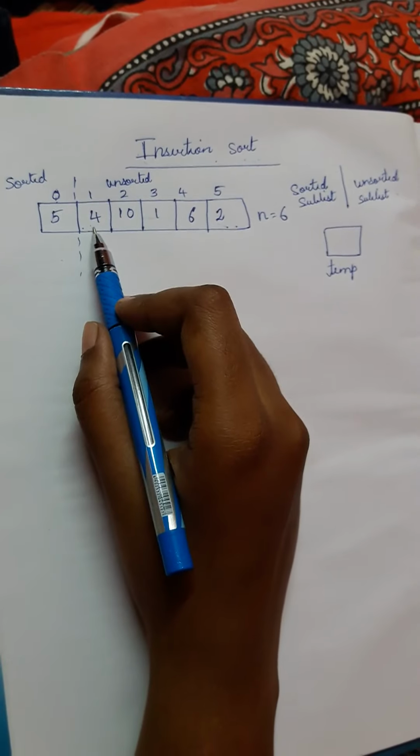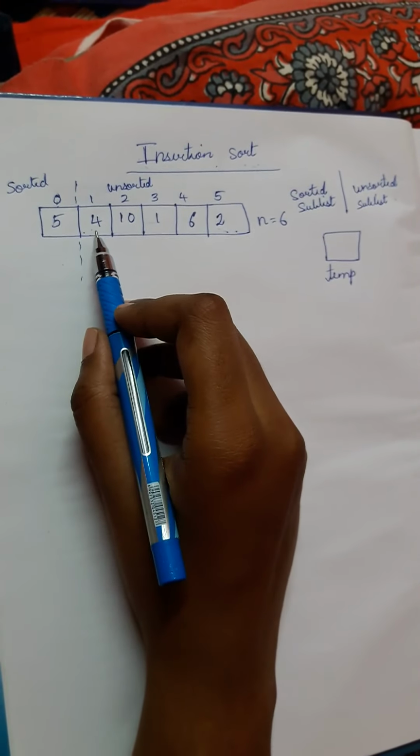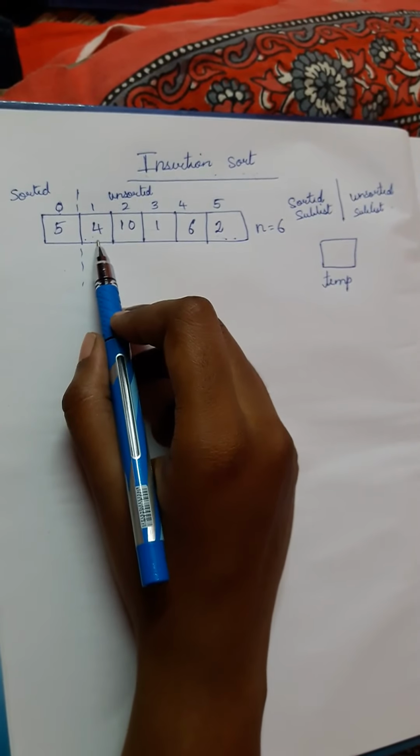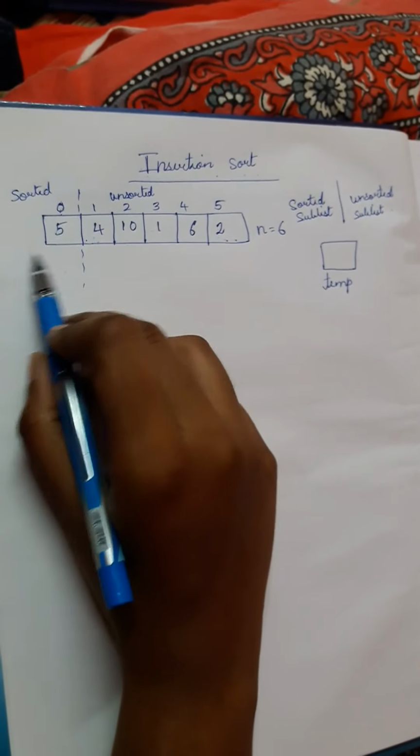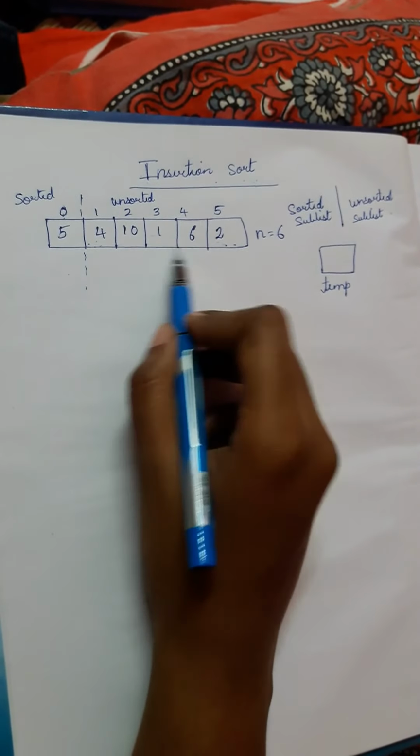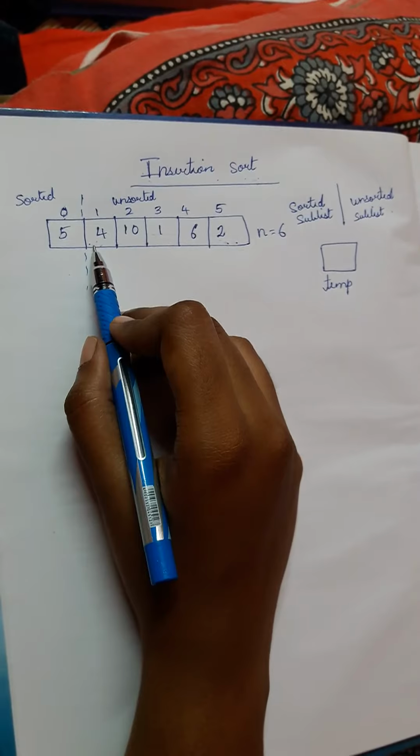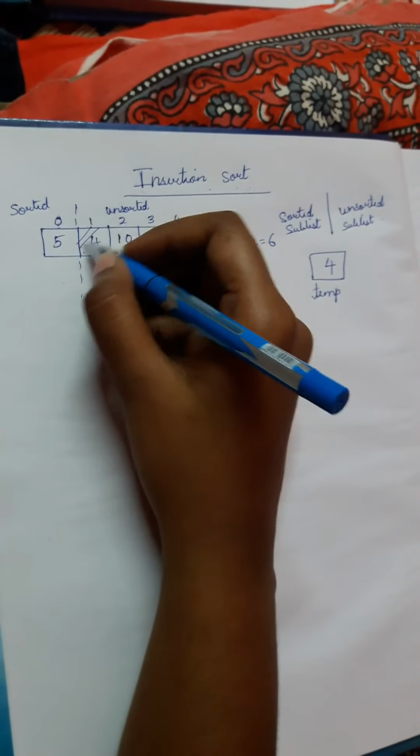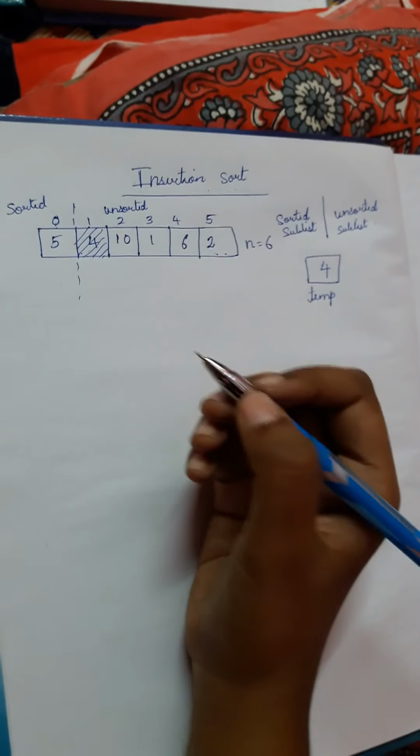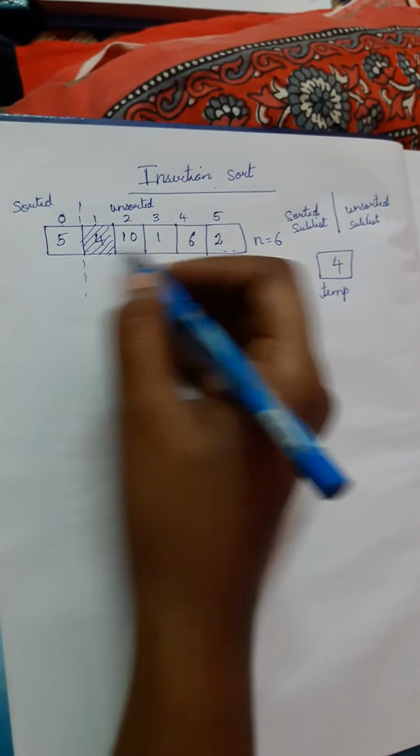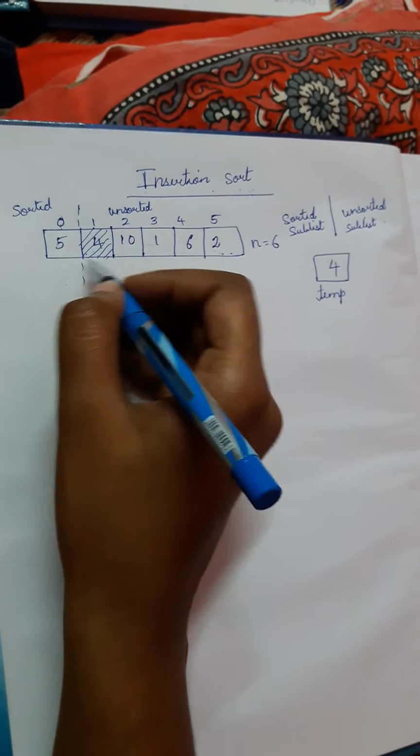What is the first value in the unsorted list? That is 4. We are going to compare it with this element. 5 is already sorted, so we need not look at the sorted part. So the first element in the unsorted list is 4. I am going to store it in the temporary variable as 4, and this location is now empty. Always I will look one by one in the backward direction.